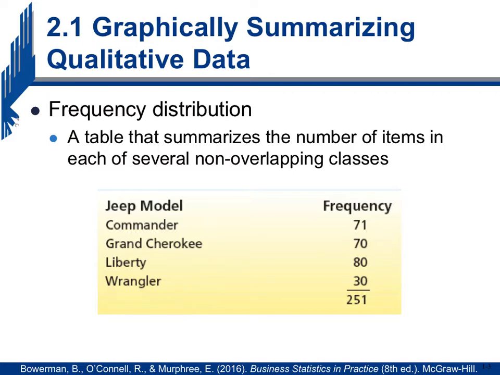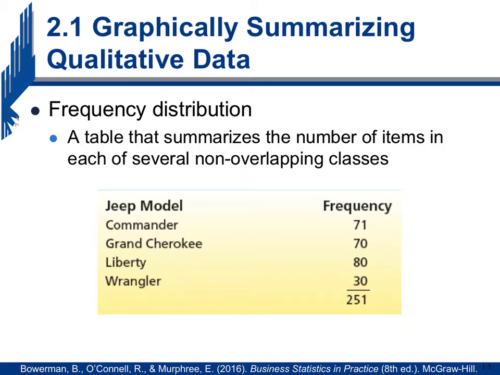So from the term itself, this frequency distribution shows us all the possible values of the qualitative variable and their respective frequencies. In this frequency distribution, this was based on a data set of 251 jeepneys wherein the model was specified. So if you count all the jeepneys with the model Commander in that data set, you'll get a frequency of 71, for Granite 70, and so on. This is the simplest and the most common way to summarize qualitative data.